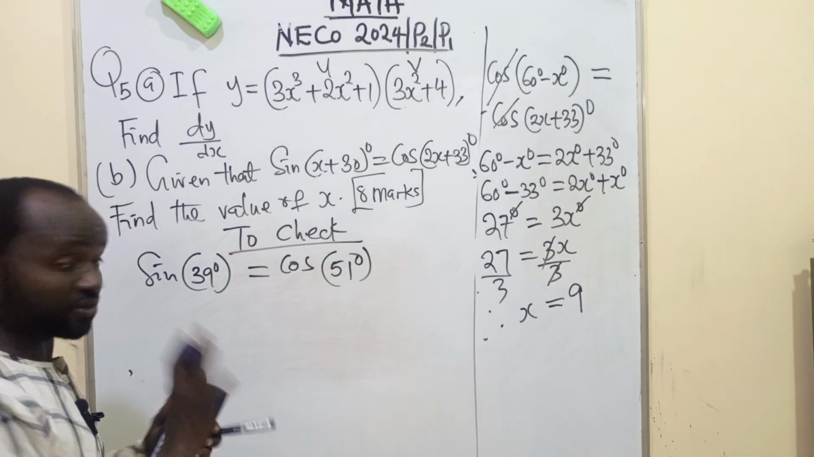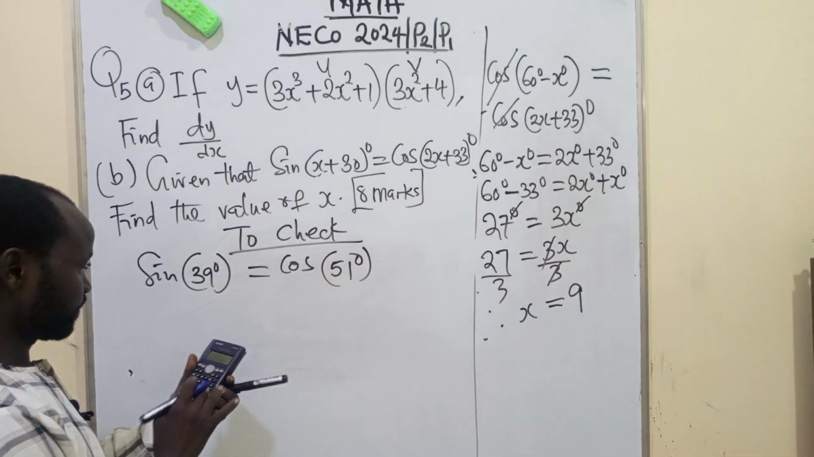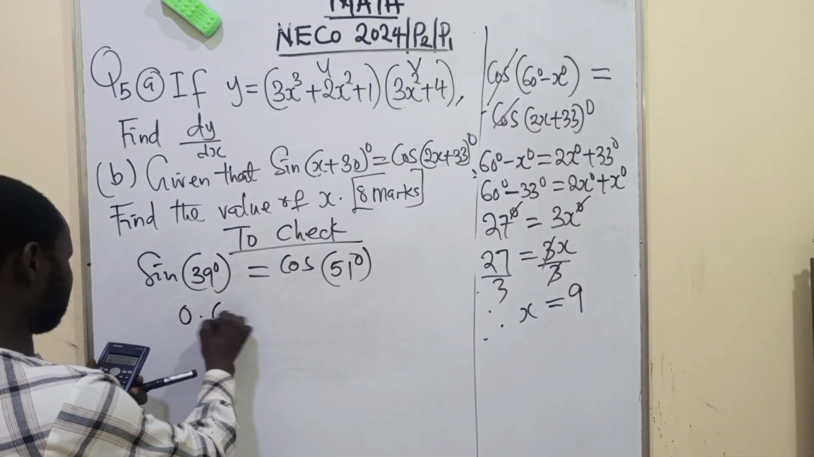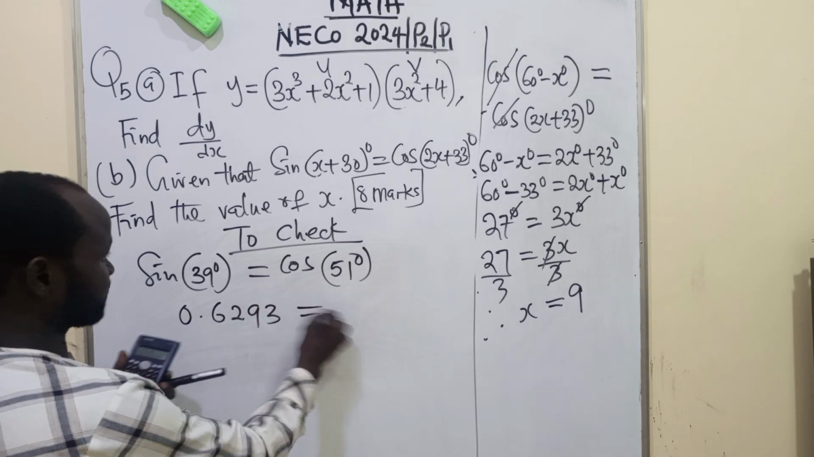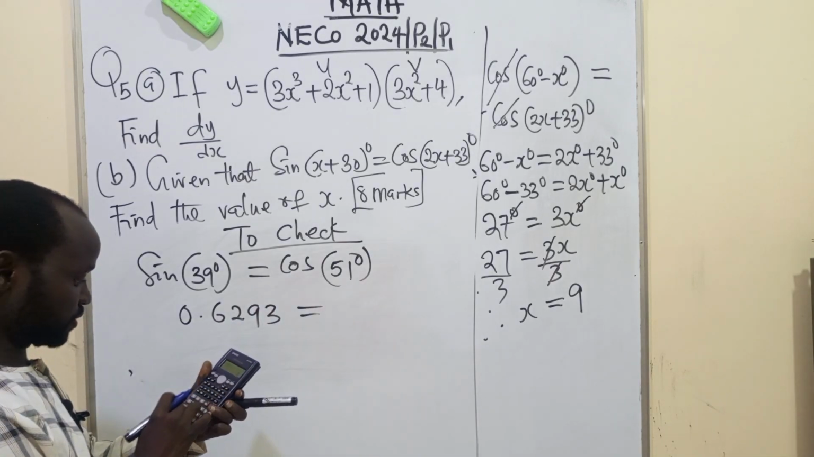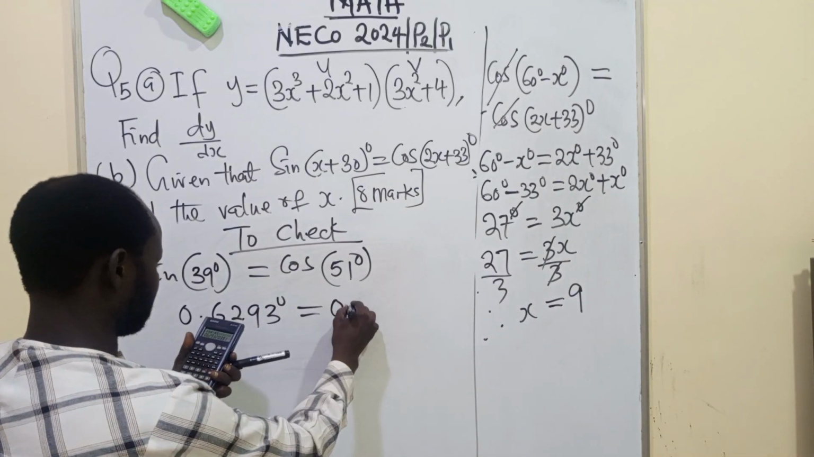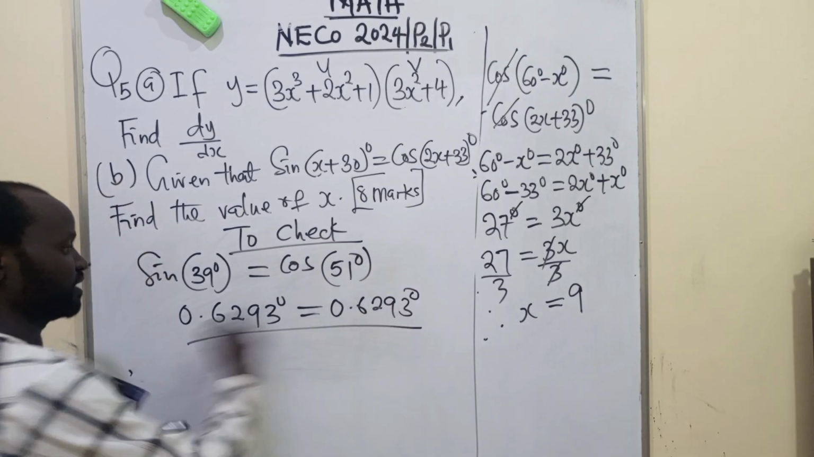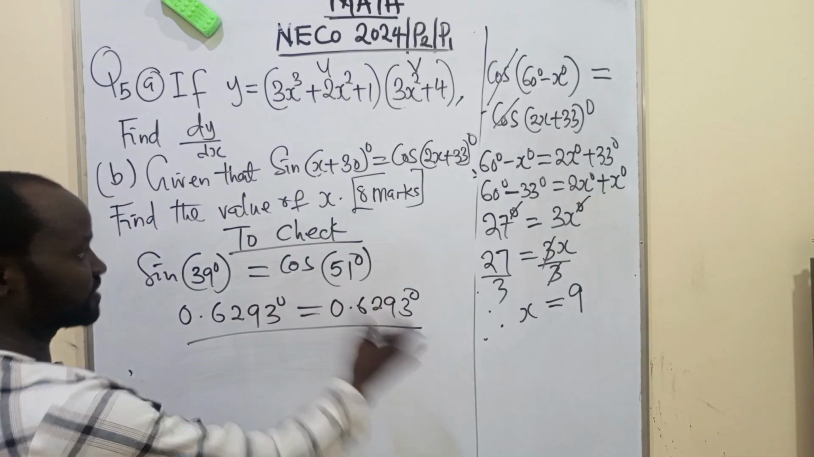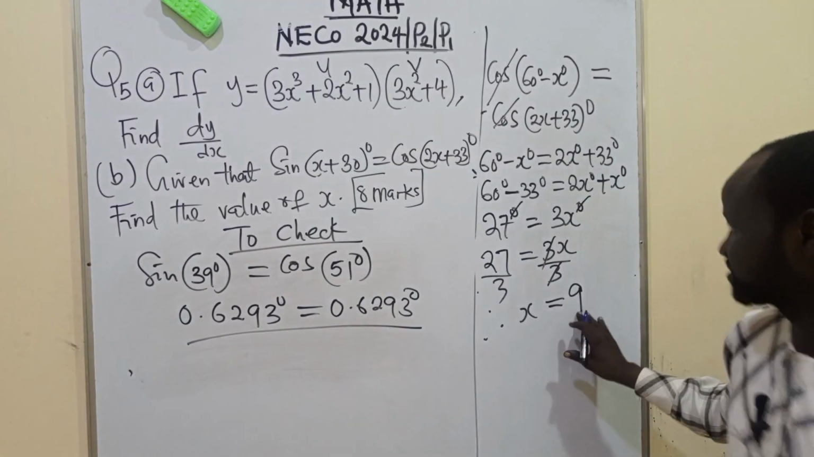Let's check. Ensure that your calculator is in degree. So sine 39 degree, what I have here is 0.6293. Is it the same thing as cos 51 degree? Cos 51 degree is 0.6293. They are the same. The left hand side and the right hand side are equal. So truly, the value of x is nothing but 9.